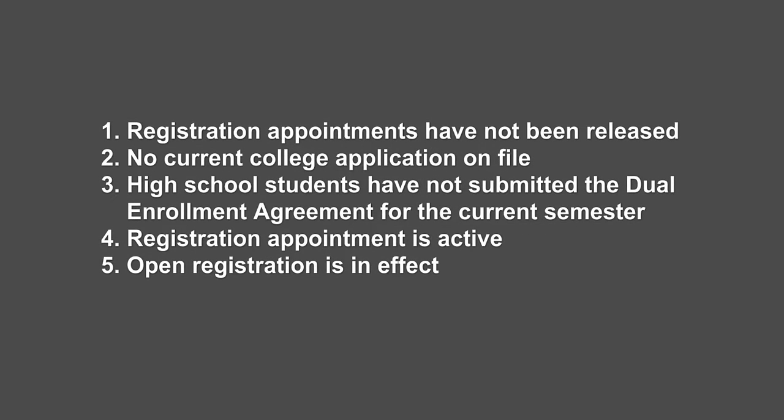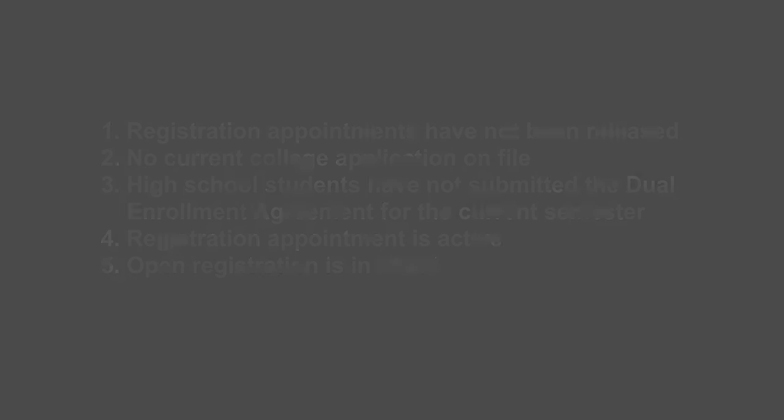Let's review a few reasons a registration appointment will not appear. First, the registration appointments have not been released. The academic calendar can be used to find out when they will be available to view. Second, there is no current college application on file. Third, high school students have not submitted their dual enrollment agreement for the current semester. Fourth, your registration appointment is active. Fifth, open registration is in effect because all the registration periods for the different types of classes have started.